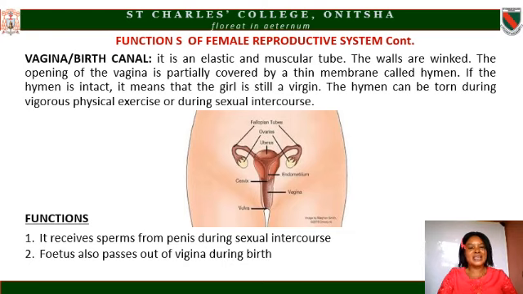If the hymen is intact, it means that the girl is still a virgin. The hymen can be torn during vigorous physical exercise or during sexual intercourse. The functions: number one, it receives sperm from the penis during sexual intercourse. Number two, the fetus also passes out of the vagina during birth.